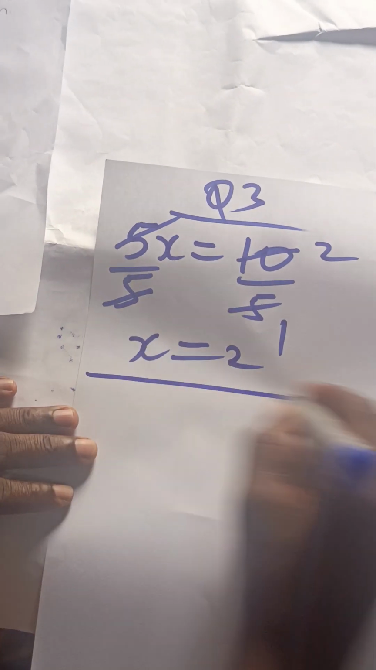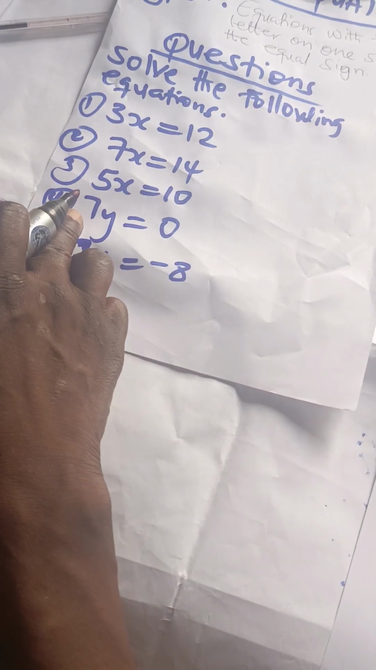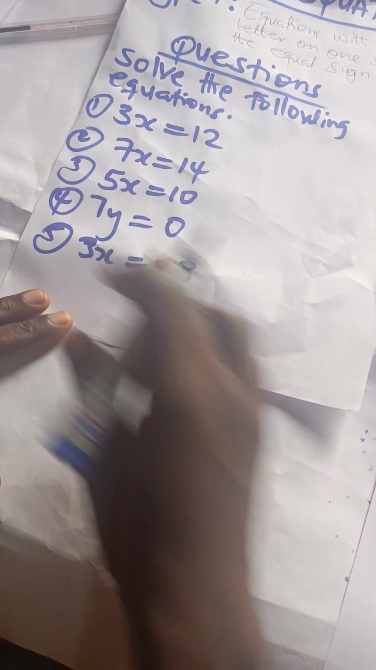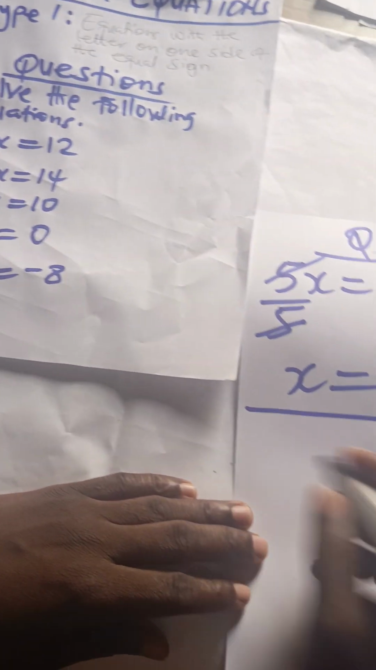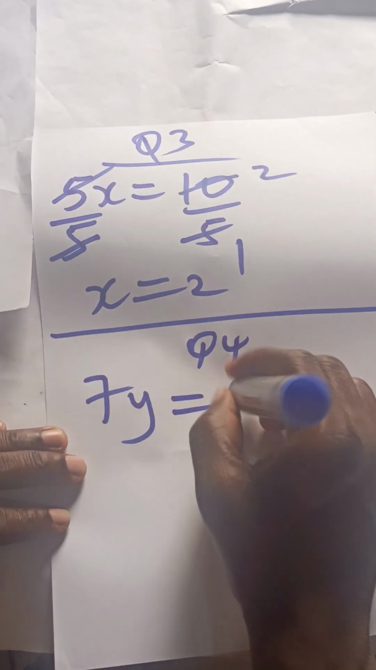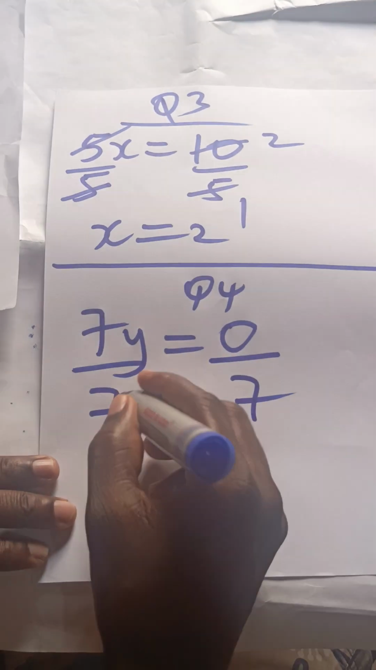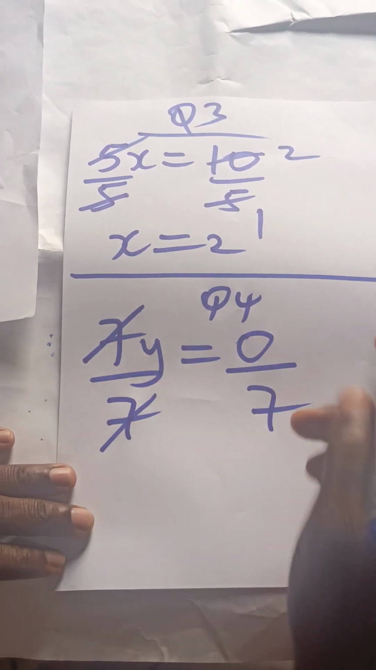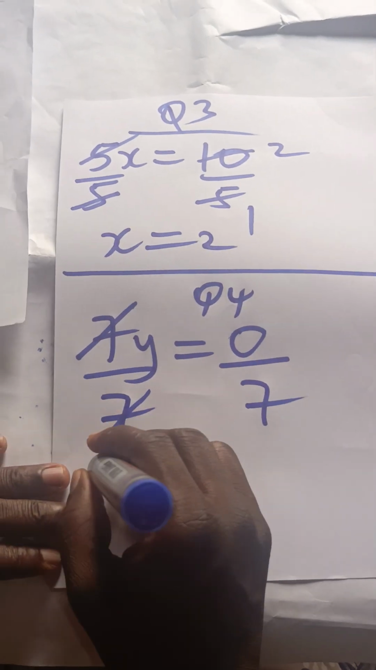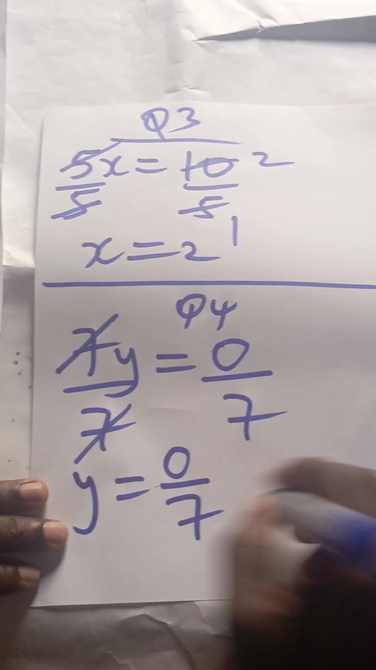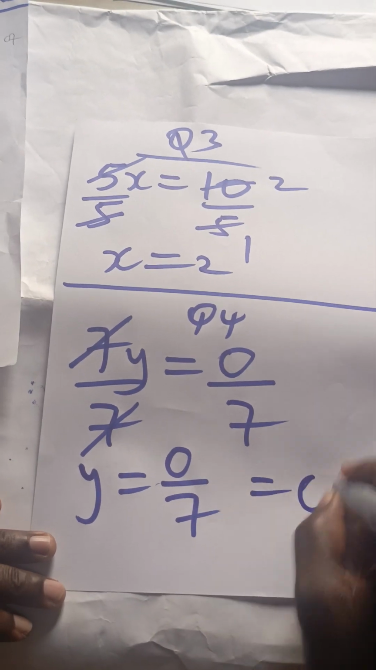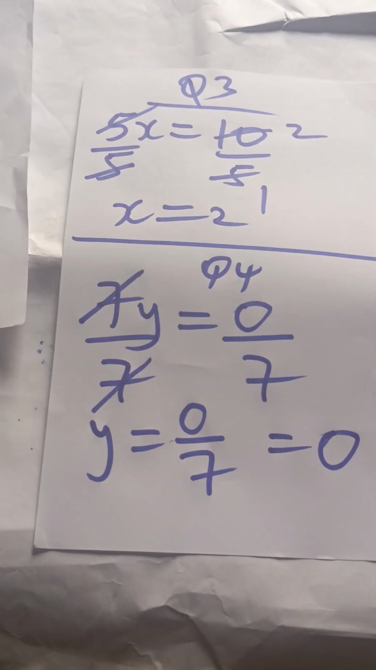Now let's get to question 4, which is 7y is equal to 0. Now we have changed the variable to y. We were solving for x, now it is y. The same approach, you divide both sides by 7. This 7 will cancel this 7, so we are going to get y is equal to 0 over 7, which is the same as 0. 0 over any number is the same as 0.